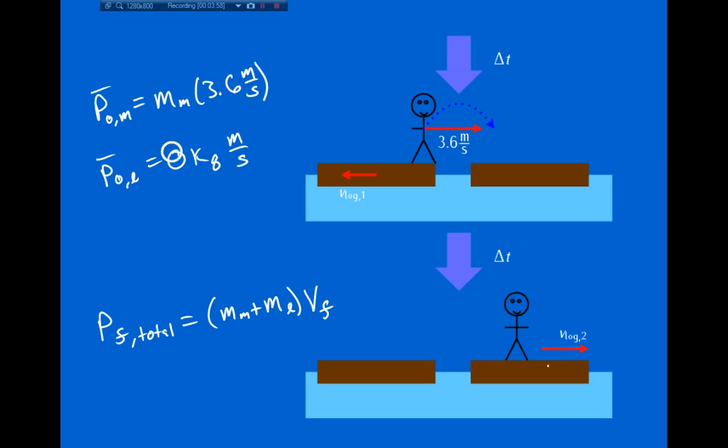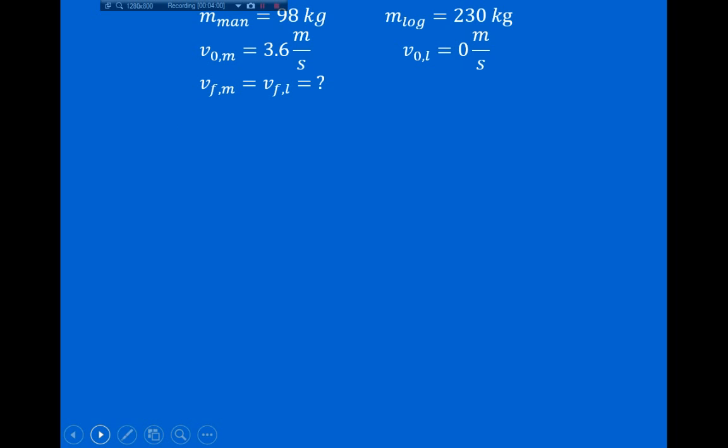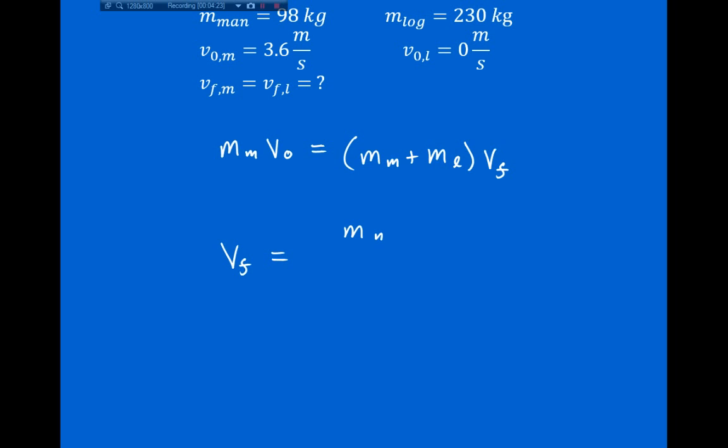So setting the initial momentum equal to the final momentum, we have the mass of the man times his initial velocity, and that's this 3.6 meters per second, has to be equal to the final momentum, and that was the mass of the man plus the mass of the log times the final velocity. So solving for this final velocity, we see that the final velocity is going to be equal to the mass of the man divided by the mass of the man plus the mass of the log. All of this times the initial velocity that the man was moving before he landed on the log.